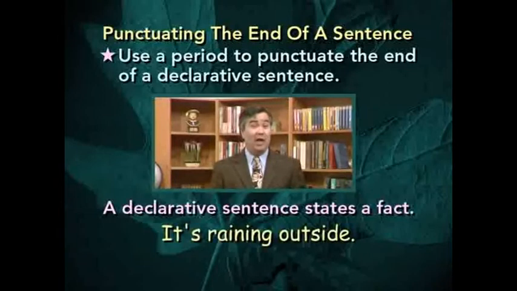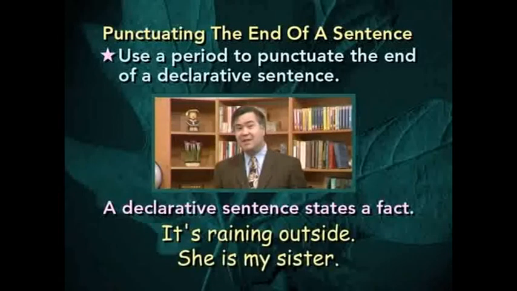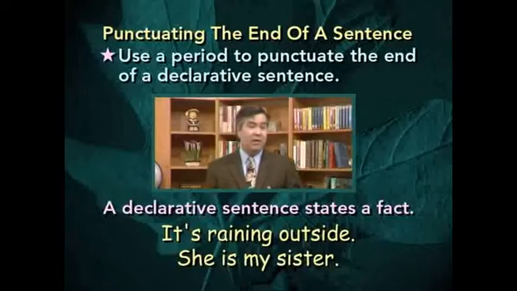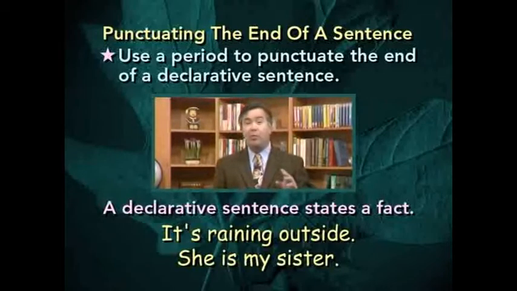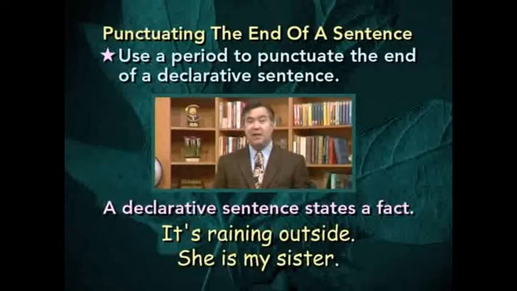Here are a couple of examples. It's raining outside. She is my sister. Both of these are declarative sentences. They state facts, and appropriately, each one ends with a period, a simple dot. Most sentences you write will be declarative sentences and will end with periods.